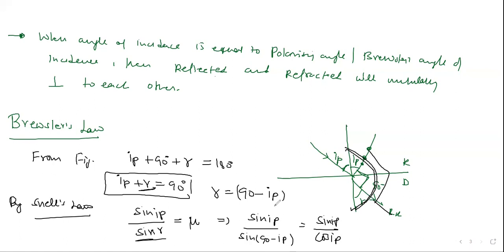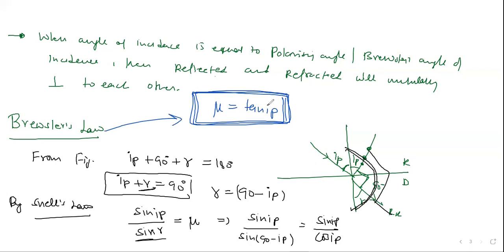So sine by cos becomes tan. I'm writing it separately. The result we get is that the refractive index mu is equal to tan IP. This is called Brewster's law. Using this law, suppose you know the refractive index, then you can know at what angle the light should be incident so that the reflected light is fully polarized. Or if you know the polarizing angle, then you can know the refractive index of that medium. So this is Brewster's law: refractive index is equal to tan IP. IP is the angle of incidence at which your reflected light is fully polarized. It's called the polarizing angle or Brewster's angle, right?